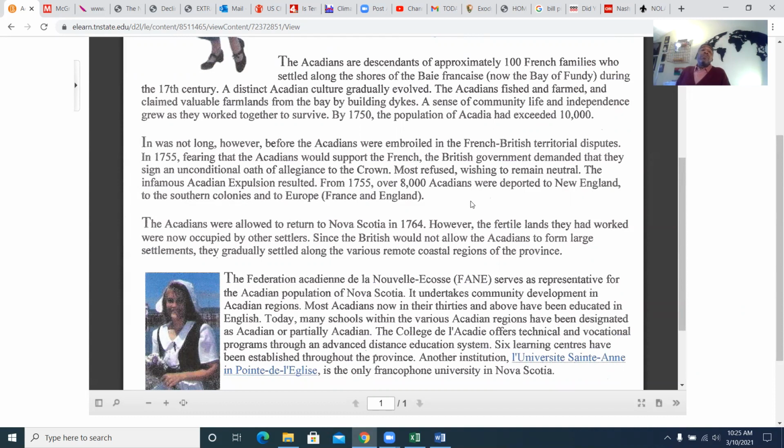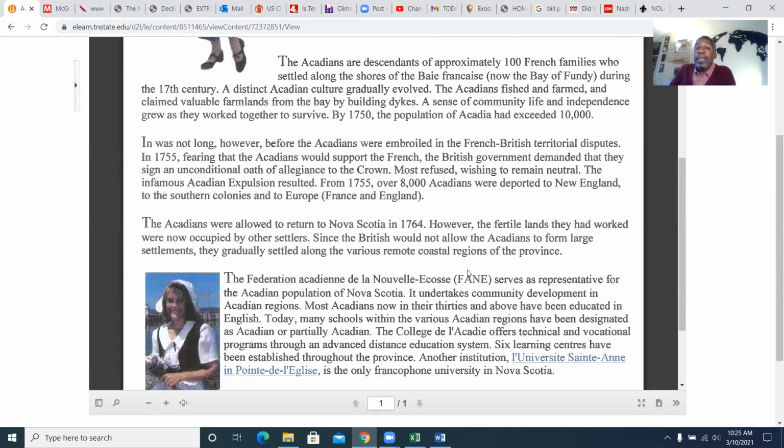But back in the 1700s, things really got serious and contentious between the two groups, the French and Anglo-Canadians, and thousands of Canada's French Canadians were expelled. It's called the Acadian expulsion. They were kicked out of the country.